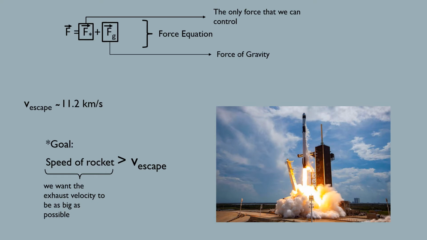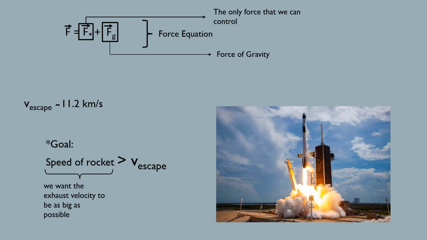What is v escape? That is the escape velocity, and it is the minimum speed any object needs in order to leave Earth's gravity pull, and in our case, the object is the rocket. We need to overcome v escape. Gravity is going to act against F star. The minimum speed is 11.2 kilometers per second, and we need the speed of the rocket to be greater than that, which is of course our goal.